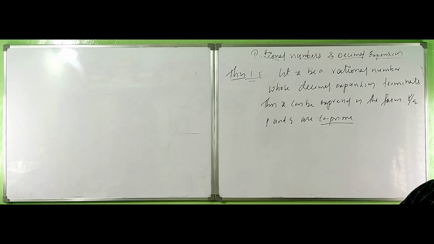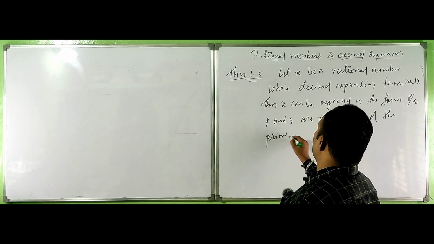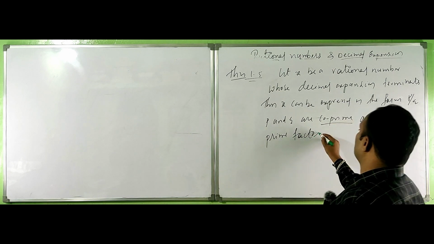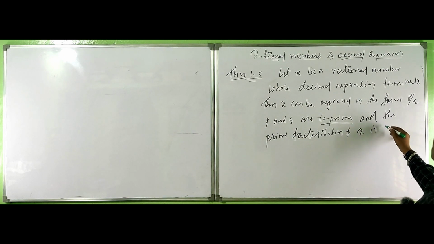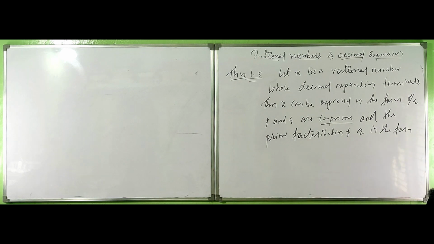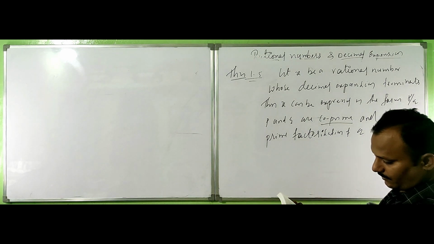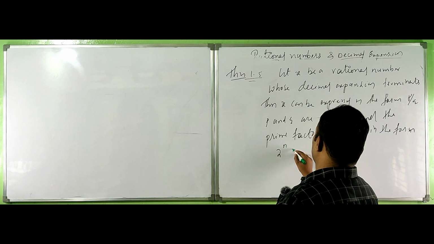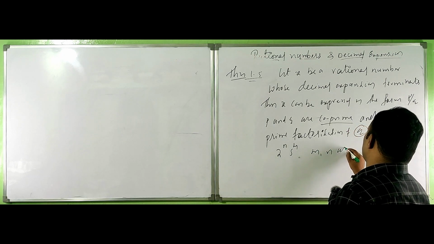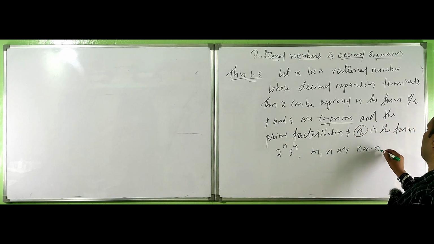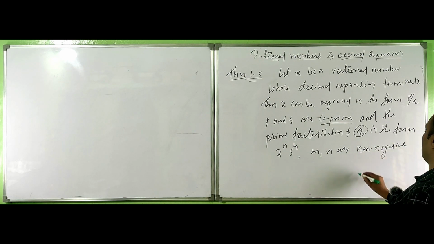And the prime factorization of q is in the form of 2 to the power n, 5 to the power m. Only q, very important. Where n and m are non-negative integers.